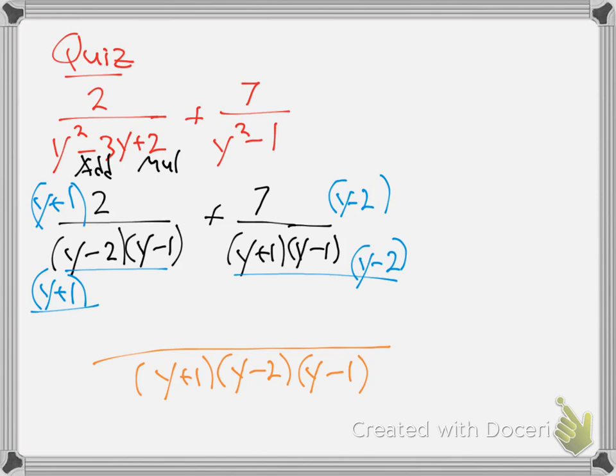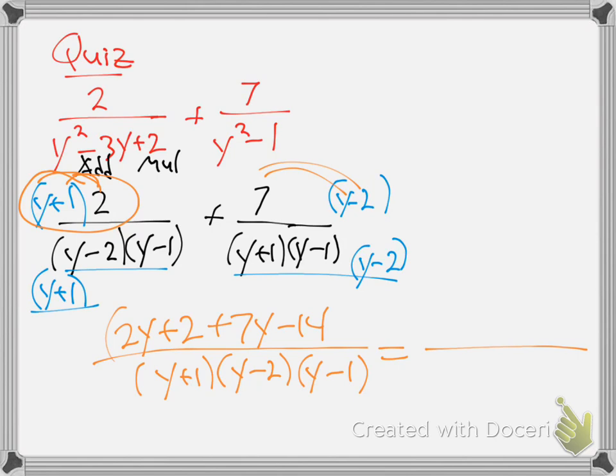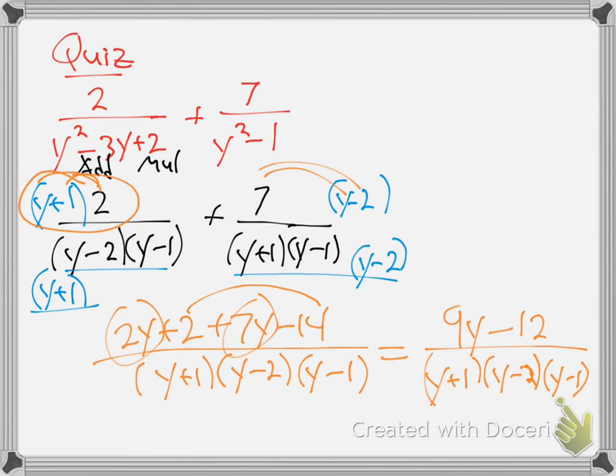All right, doesn't matter what order you have those in. Any order is fine. All right, now let's get the new tops. So these two are going to multiply, aren't they? 2 times y, 2 times 1, 2y plus 2. 7 times y, 7 times minus 2, plus 7y minus 14. There we go. And finally, finish the top. 2y and 7y, 9y, 2 minus 14 minus 12, over y plus 1, y minus 2, y minus 1. Done. Good? Questions I can answer on that one?